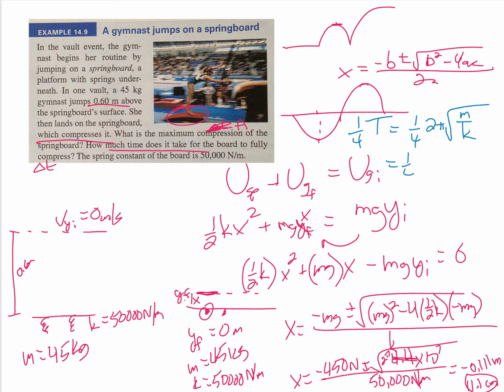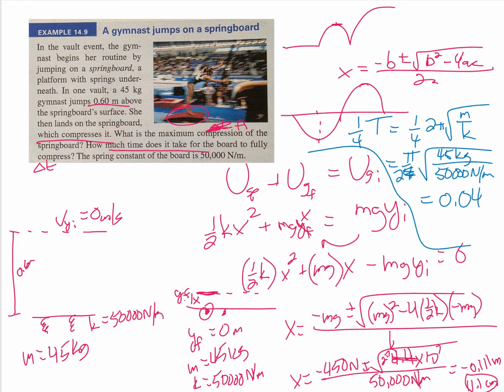So now we have 1/4 times, actually we could just say 1/2 times pi. So we have pi over 2 times the square root of the mass of this gymnast, 45 kilograms, divided by 50,000 newtons per meter. What do we get? 0.047124. 0.47 seconds. Good. Okay, a pretty complicated problem, but if we do it with energy, it actually becomes a little bit easier.